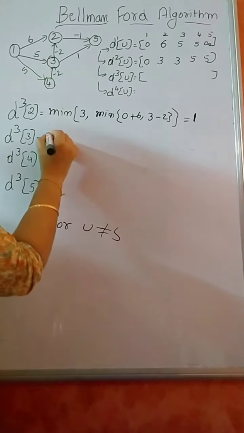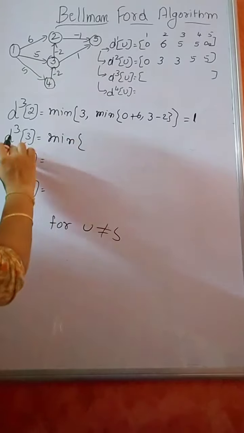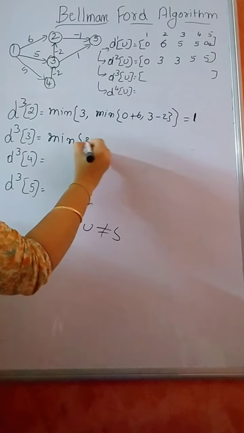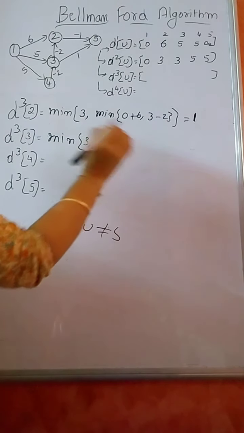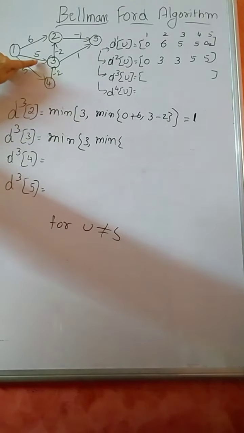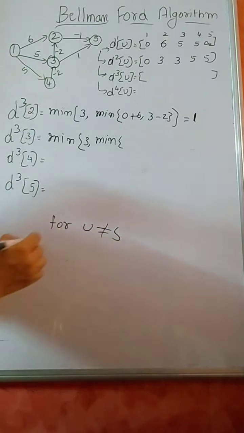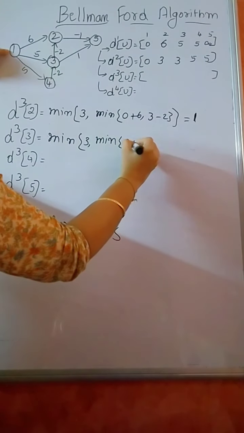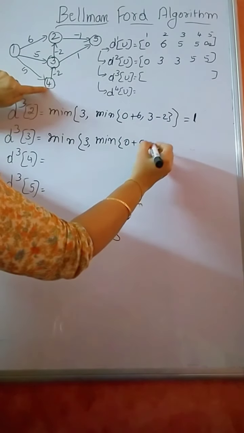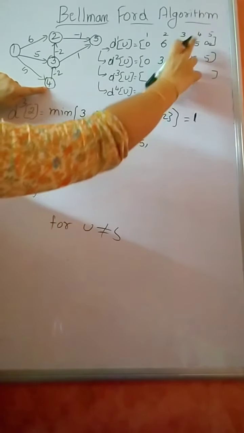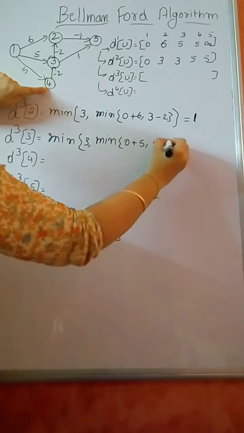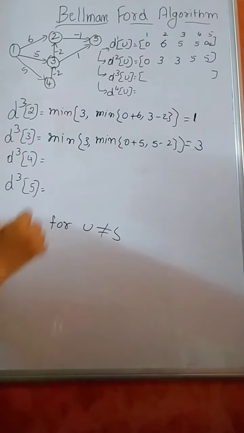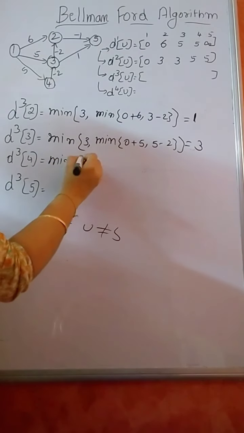Okay. Now I'll compute for this. So it is min of the previous distance to 3. It is 3. This one, not this one. 3, comma min of, for each of the incoming edges. How many incoming edges are there for 3? There is 1 from 1 and 1 from 4. So from 1, how much is it? 0 plus 5. Then from 4, what is the previous distance to 4? It is 5 only. So 5 minus 2 is 3. So there is no change here. It is 3 only.